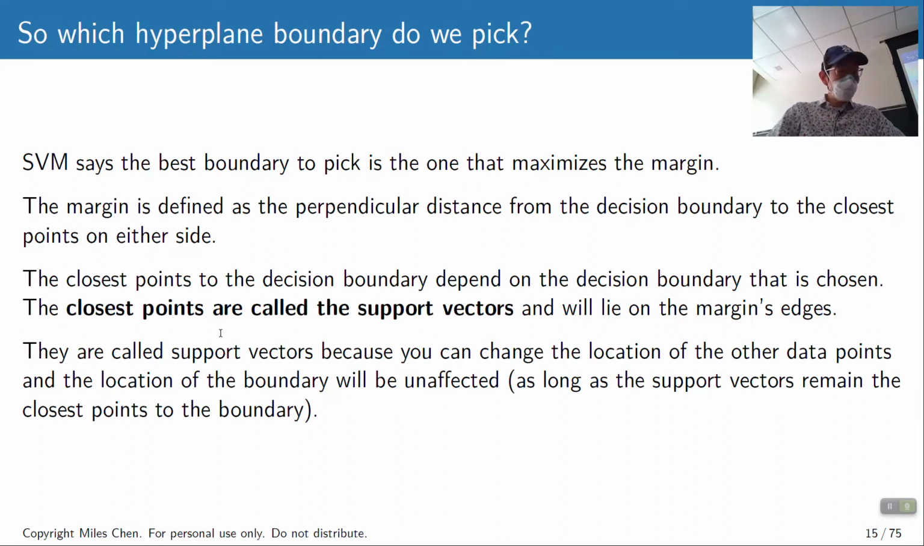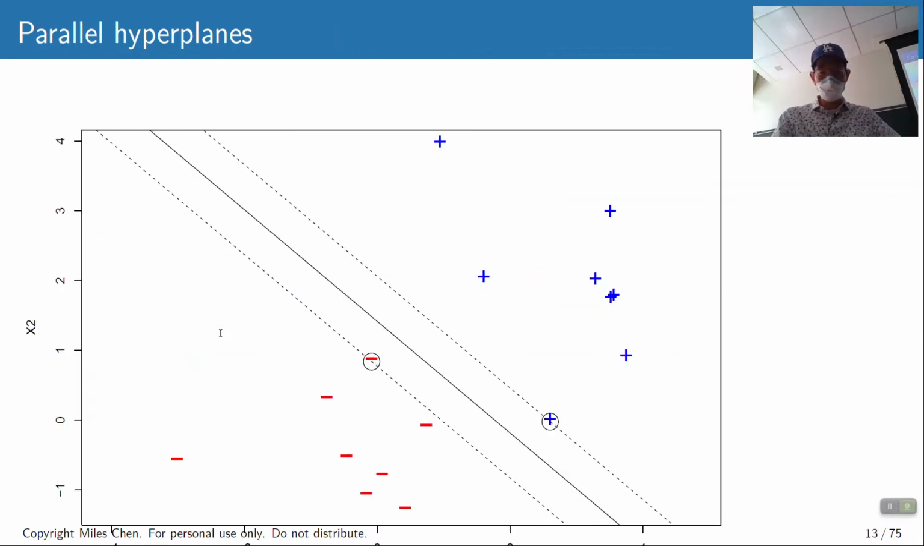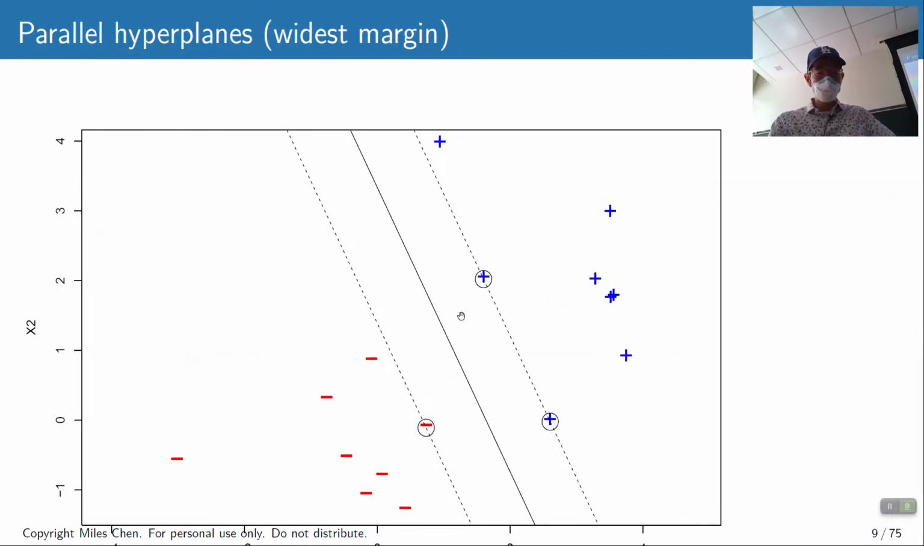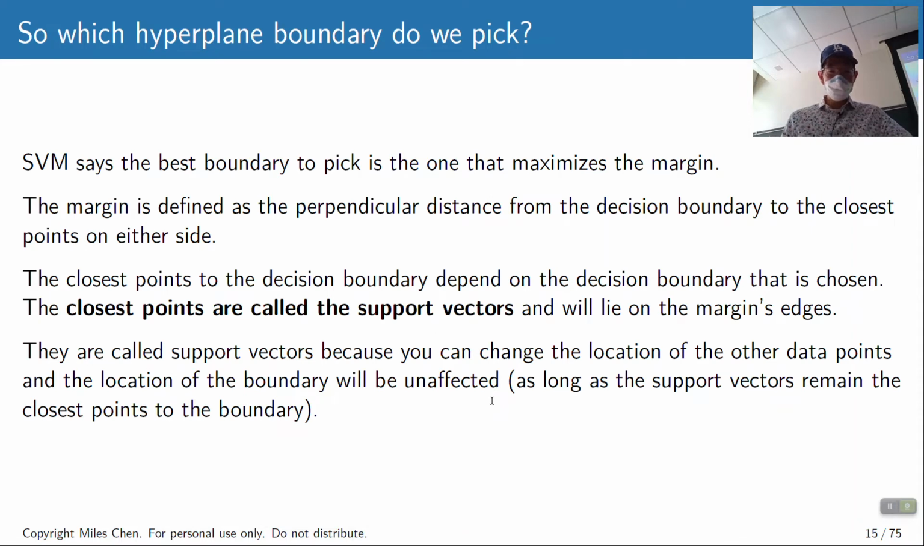So how do we figure out that boundary? SVM says the best boundary is the one that's going to maximize that margin. The margin is defined as the perpendicular distance from the decision boundary to the closest points on either side, right? So when I draw these, we've got these closest points, and we have this decision boundary, and what is the perpendicular distance between these two sides? That's what we call the margin, and we want that to be as maximum as possible.